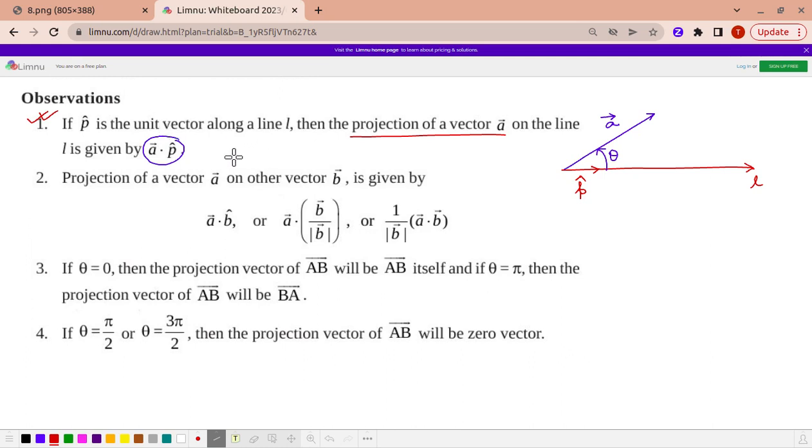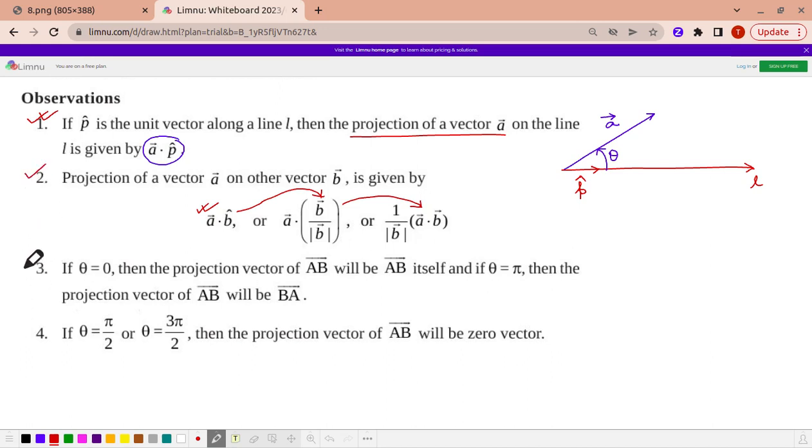Now, if we have a vector A and we need to find the projection of the vector A on another vector B, in a similar manner it is A dot B cap. What is B cap? B cap is nothing but the vector B divided by the magnitude of the vector B. That means B cap is B vector by mod of B vector. So, that is A dot B vector by mod B vector, which gives A dot B by mod B. Now, you got the second observation.